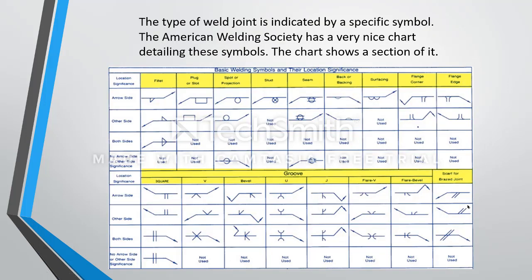Next, the type of weld joint is indicated by a specific symbol. The American Welding Society, or AWS, has a very nice chart detailing these symbols. The chart shows a section of it. This is a basic welding symbols and their location significance table. For sure, many of us know the fillet arrow line and groove arrow line. These are the most used on site and almost in the factory.